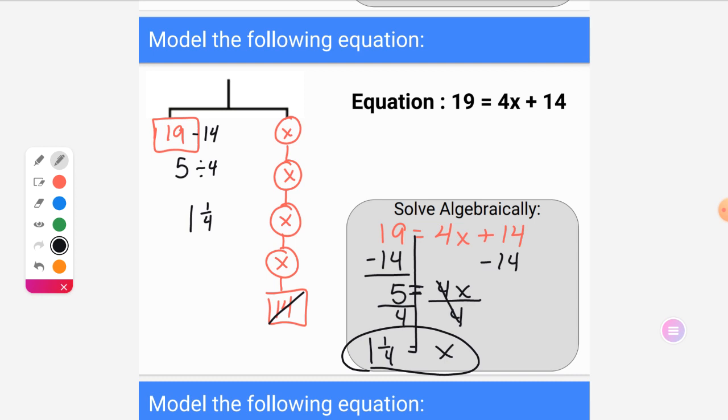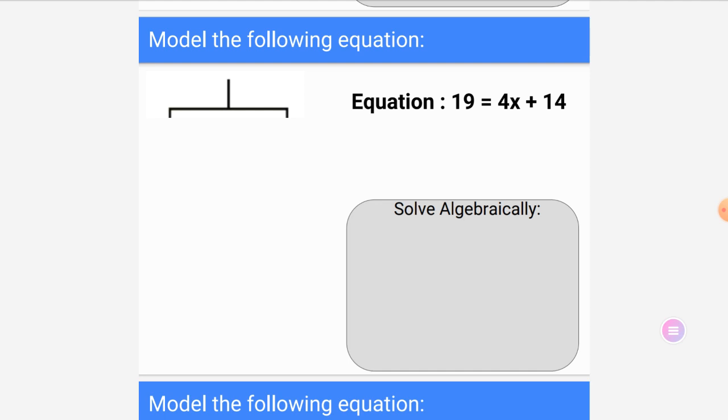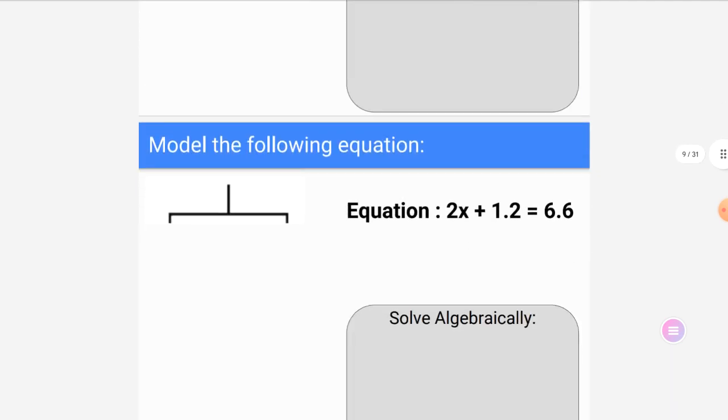Anyone still working? Okay, let's go to the next one. What makes the next one just a little bit harder? There's a decimal. Okay, you would do the exact same thing. Let me check something real quick. Okay, let's go ahead and do this next one.